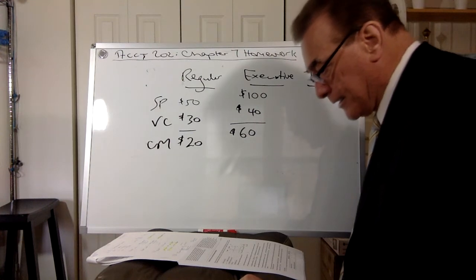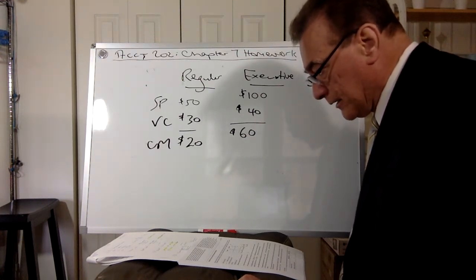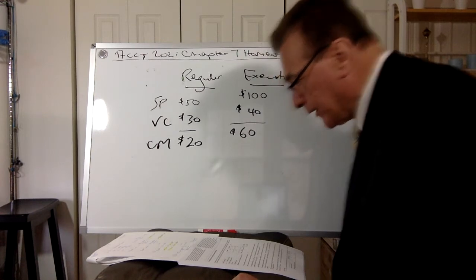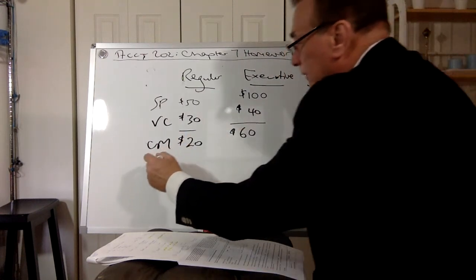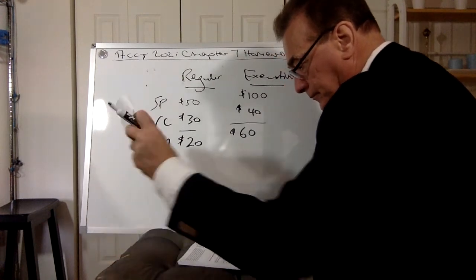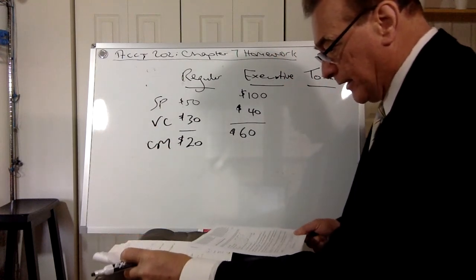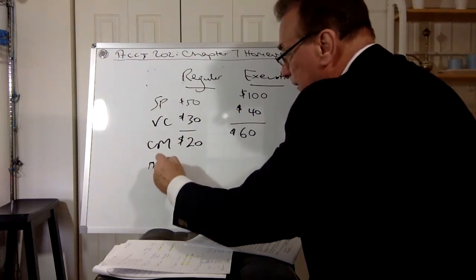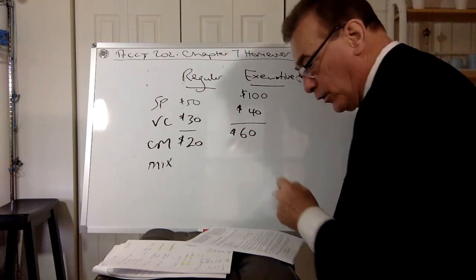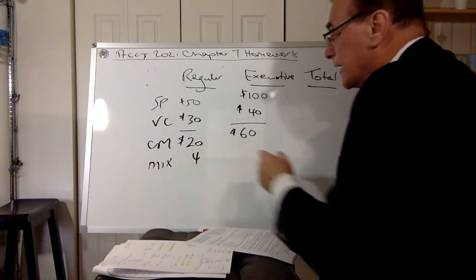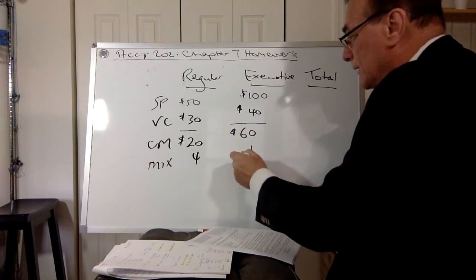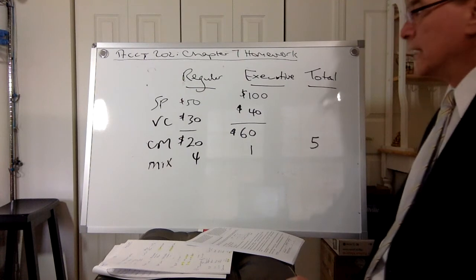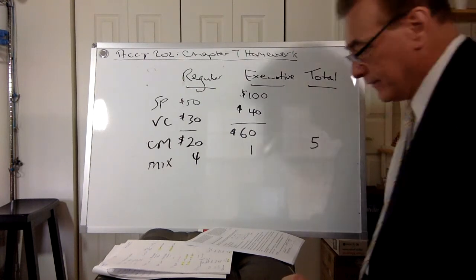Now the question says they also have what's called a sales mix. The sales mix is how many tickets of one they sell compared to how many tickets of another. They sell 4 regular to every 1 executive. Now that's a total of 5. Out of 5 tickets, 4 are regular and 1 is executive.